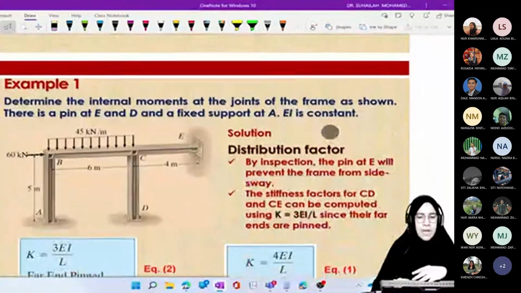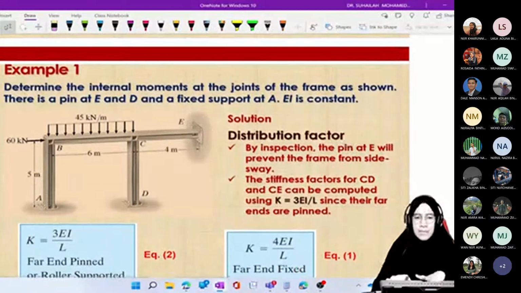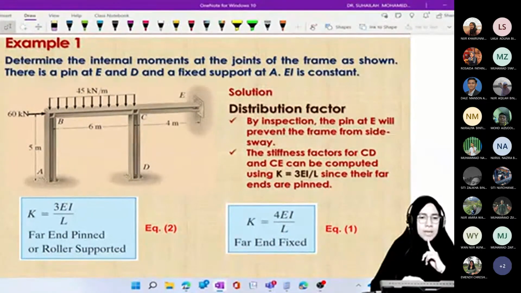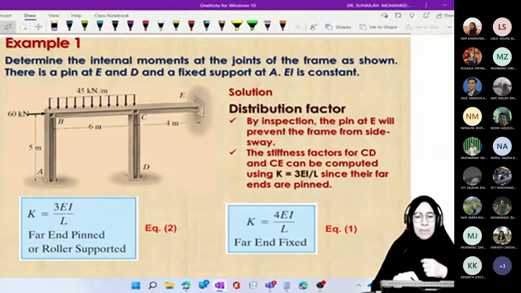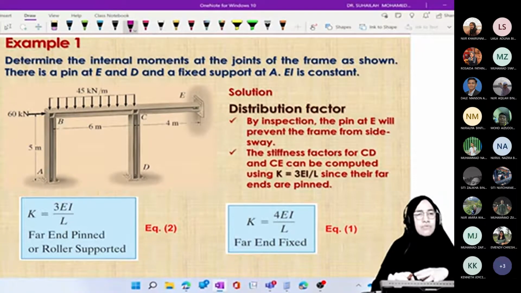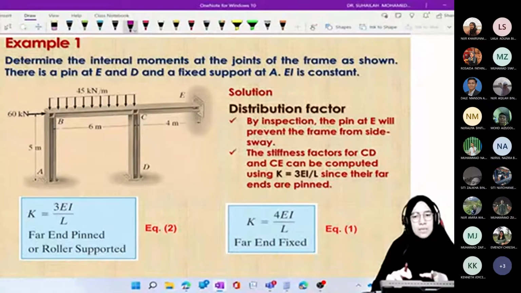Okay, this is the example for a non-sway frame. Here, determine the internal moment. Internal moment is the member end moment. If you have a question, you can ask at any time. This example is taken from the textbook. As I mentioned, all the examples, concepts and notes are actually a summary of what you can find in the textbook.